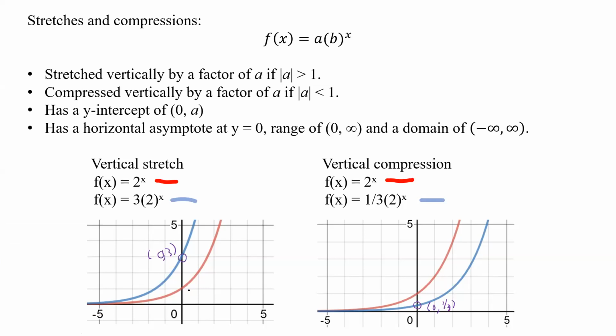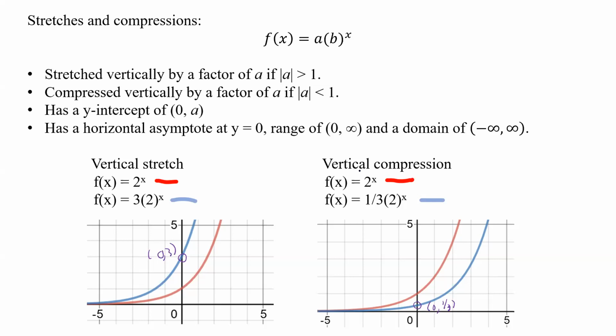And our original b to the x, it's always just 0, 1, so we don't even have to think about that. That's always 0, 1, and it's just when we have that a that it changes. So when you have a number greater than 1, it's stretched vertically. It's going to stretch it up, and otherwise it's going to be compressing it down if we have less than 1 but greater than 0. So that's what's going to happen there.